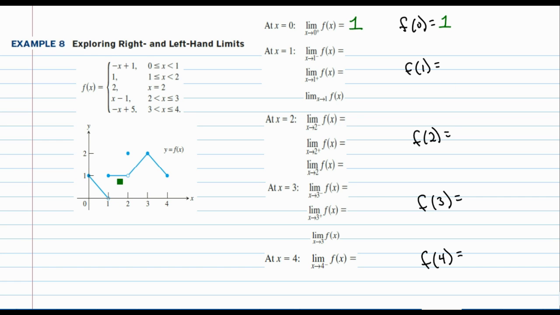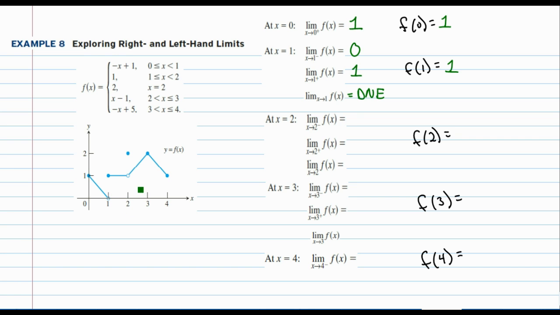Now look at what's happening at x equals 1. The limit as x approaches 1 from the left, the y values approach 0. But the limit as x approaches 1 from the right, the y values approach 1. So since the left and the right don't approach the same value, the limit as x approaches 1 of f of x does not exist. Now the actual function's value at 1, so the definition of f at 1, is 1. There is a solid dot at the y value 1.